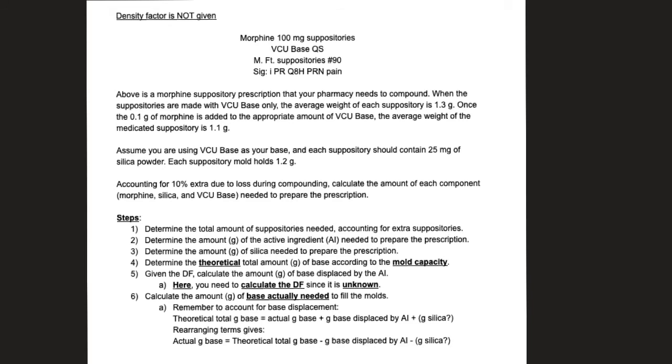So we're using VCU base as our base. Each suppository is going to contain 25 milligrams of silica powder. Each suppository mold also holds 1.2 grams. So we're going to account for a 10% extra loss during compounding. And then finally, we're going to calculate the amount of each component, morphine, silica, and VCU base needed to prepare the script. So as always, step 1, we need to figure out how many total suppositories we're making.